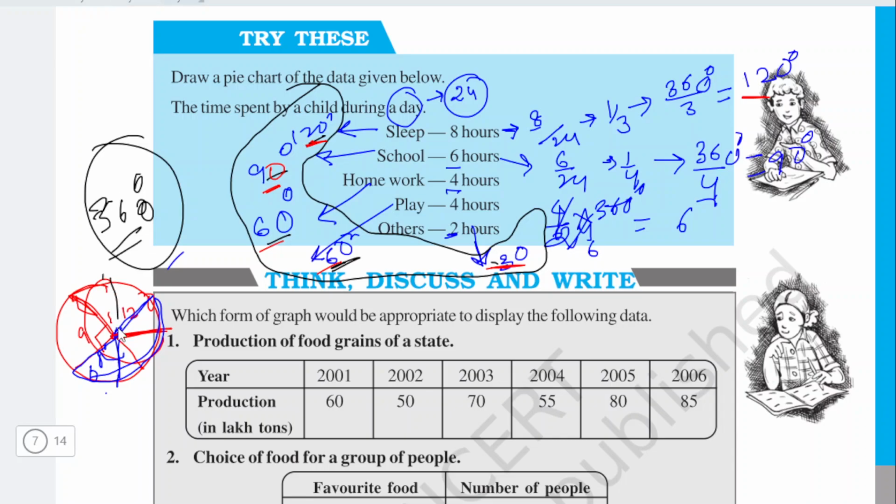On this line you will place it. Then again you will find 60 degrees. So this 60 degrees will represent your play. Then you will be left with just 30 degrees. So 120 plus 90 plus 60 plus 60, that will be a complete circle of 360 degrees.